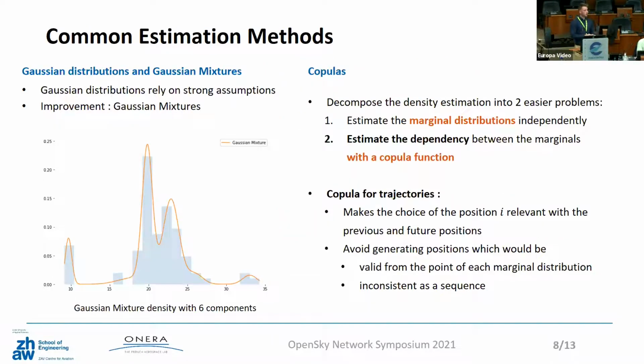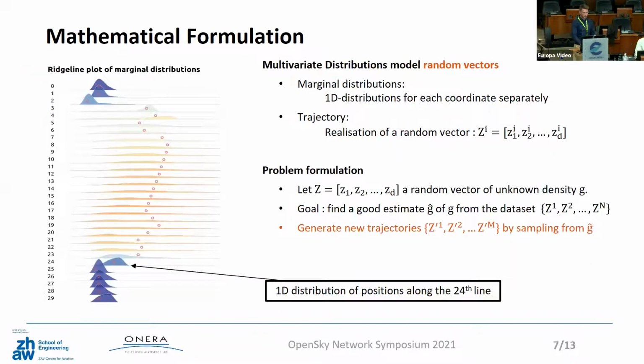There are plenty of ways to estimate this quantity g hat, but we focused here on the most common ones. The first one is to resort to Gaussian distributions. They are very simple, very well known by statisticians, and they don't require so many parameters, so they are very useful. So we first try to fit a Gaussian distribution to the data set, but of course they are simple and they rely on very strong assumptions. For instance, every one of the marginal distributions should be Gaussian also, which is clearly not the case here.